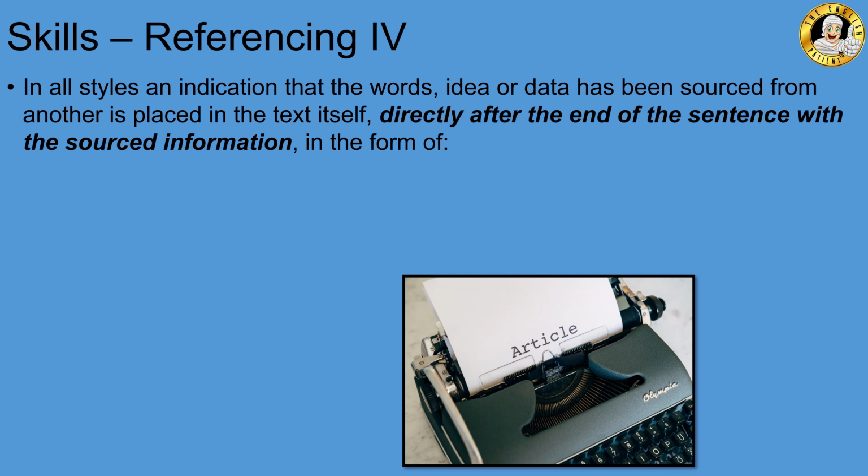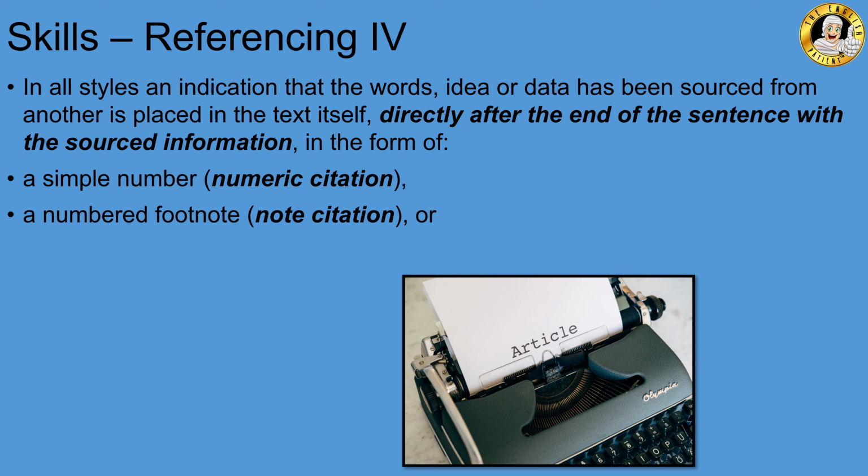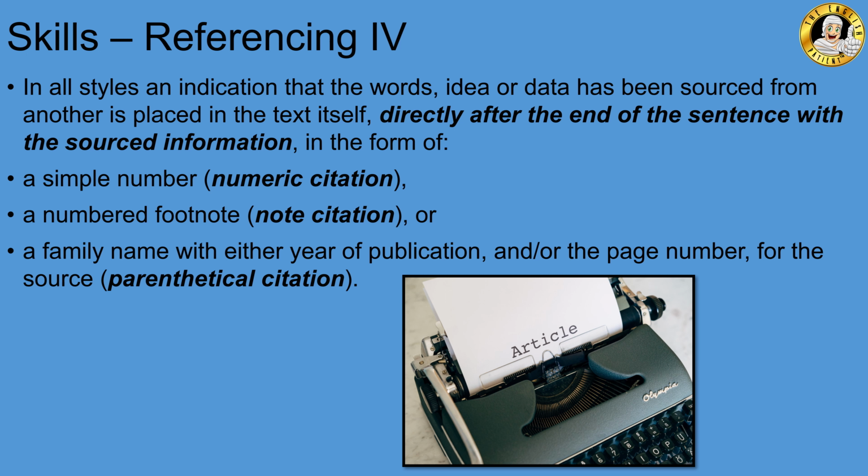Now, in all styles, an indication that the words, idea, or the data has been sourced from another place is actually placed in the text itself, so within your writing. And this will be directly after the end of the sentence with that source information. And this will be in the form of either a simple number, which is called a numeric citation, a numbered footnote, which is called a note citation, or a family name with either publication year or page number, and sometimes and page number for that particular source. And this is known as a parenthetical citation.